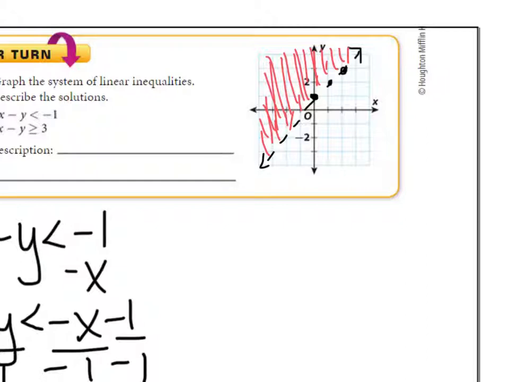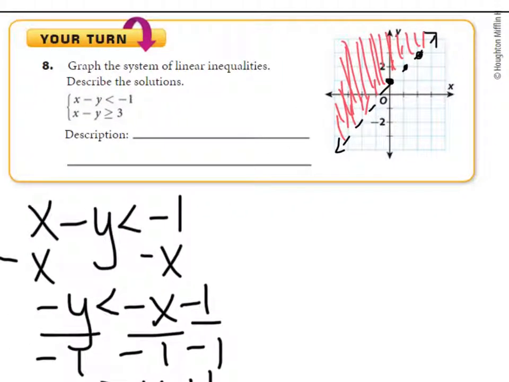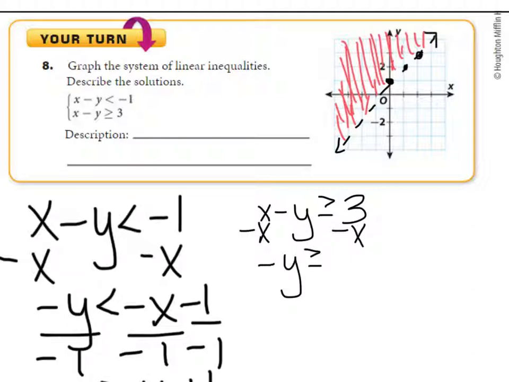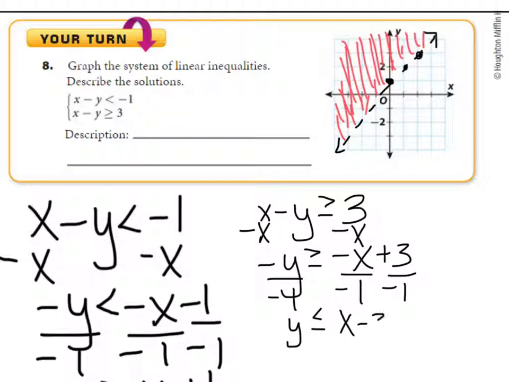So now we look at the second one, which is x minus y. Again, it's x minus y is greater than or equal to 3. We have the same start, we subtract x. And I have negative y is greater than or equal to -x plus 3. Divide by -1. So y becomes less than or equal to positive x minus 3.